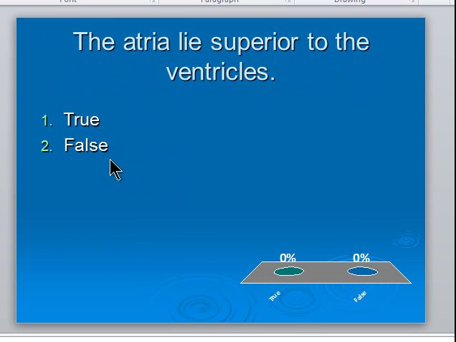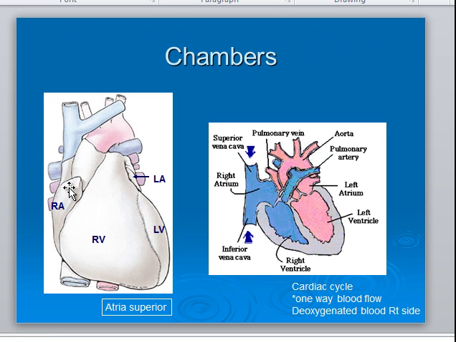And let's look at this one. The atria lie superior to the ventricles. This is true. Again, if you look at the image, just look at this. The atria are lying above the ventricles, or superior to the ventricles.